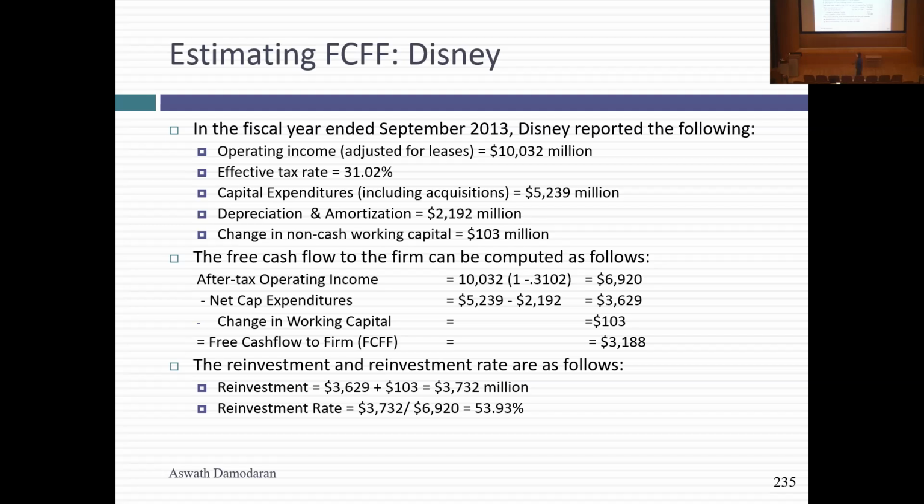CapEx was 5,239 million. Depreciation was 2,192 million. And finally, the working capital increase that year was 103 million. Remember, whenever working capital goes up, it drains your cash flows. When it goes down, it increases your cash flows. And this year, working capital increased by 103. So let's see what we can learn from these numbers.